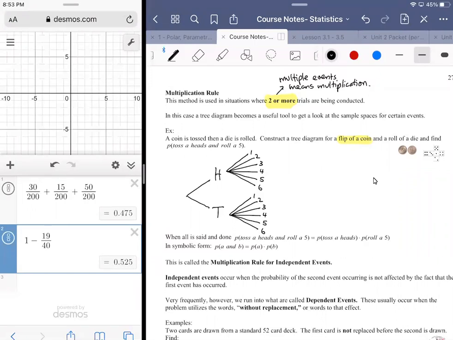Once I got the heads, then I'd say, okay, now I got a heads. All right. So what do I do now? Now I'm going to roll the die. All right. What are my outcomes when I roll a die? Numbers 1, 2, 3, 4, 5, or 6. All right. So then I go back to the beginning.